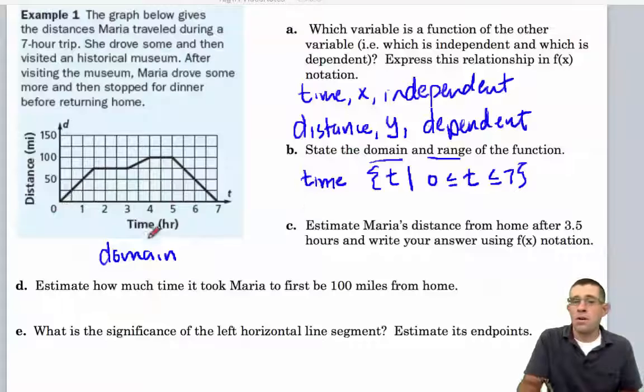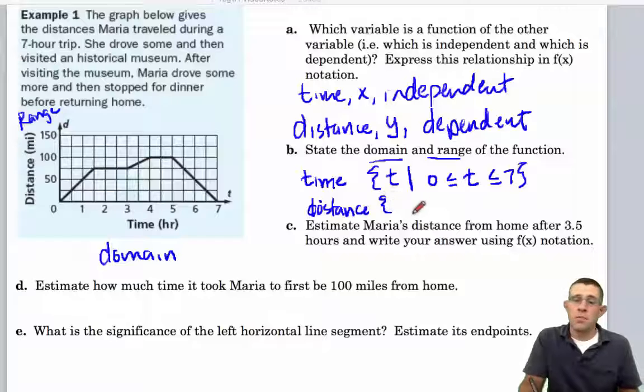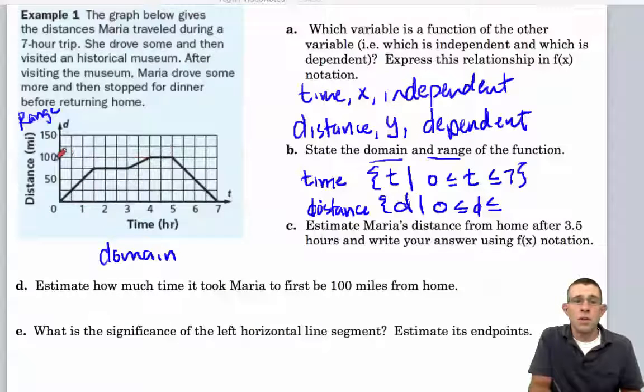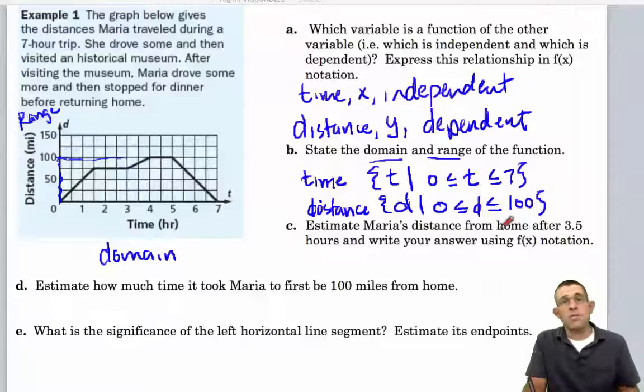All right, now remember our range is our y variable, our y-axis. So if we're looking for our range, we're looking for the range in the distance. So let's again use set builder notation here: d such that d is greater than or equal to 0, but less than or equal to 100. So if we were to cast a shadow against that y-axis, we'd see that the top of that shadow is here at 100, and it goes all the way down to 0. So we'll say that is our range for that function.